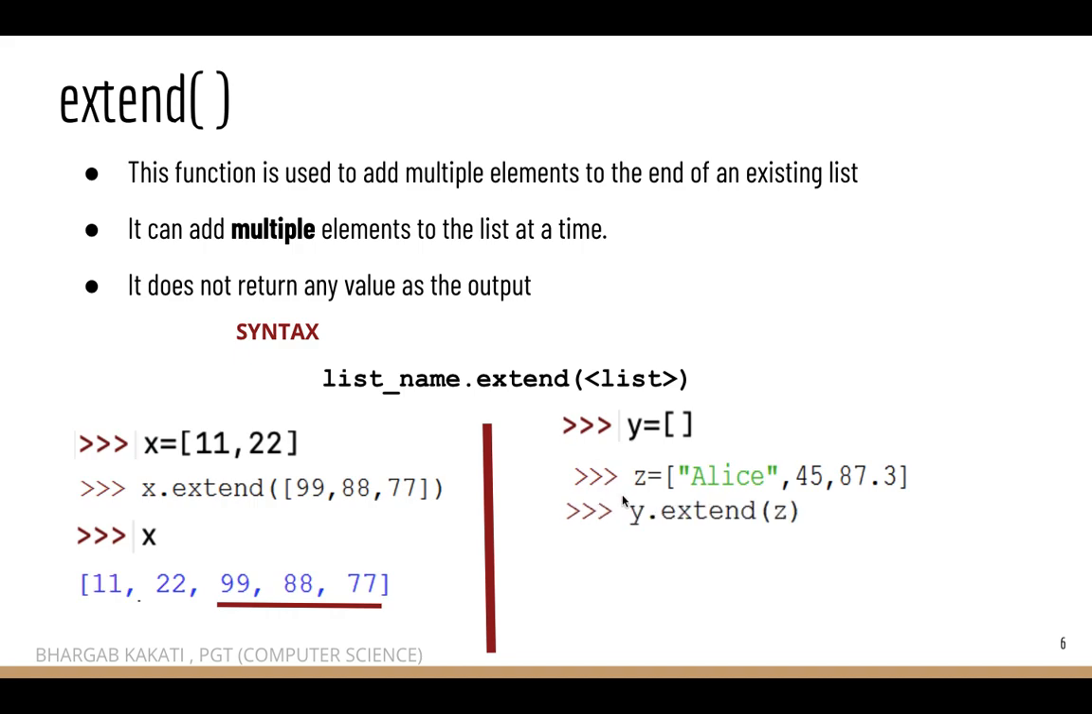By the syntax, list name dot extend. List name means the target list where I want to add. I don't want to add in Z, I want to add in Y. So Y dot extend, I want to extend the elements of Z. Either you could pass the values or you can pass the variable Z. So here I am passing the variable Z. If I press Y again, now I'll get a new list with the updated elements.